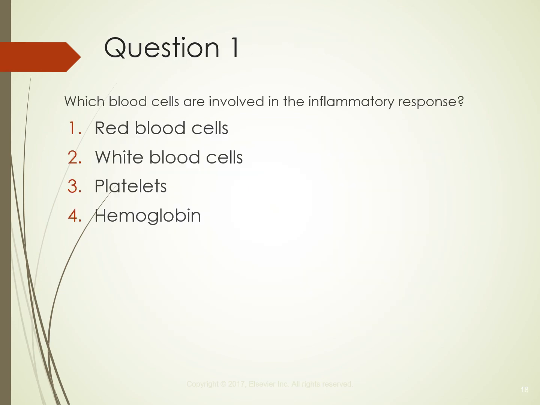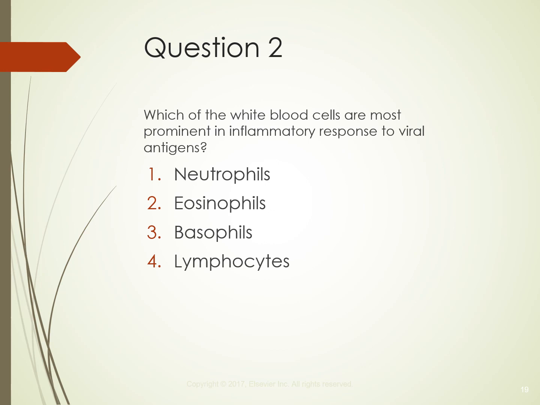Your answer should be white blood cells. Question 2. Which of the white blood cells are most prominent in inflammatory response to viral antigens? Neutrophils, eosinophils, basophils, or lymphocytes? Your answer should be neutrophils.